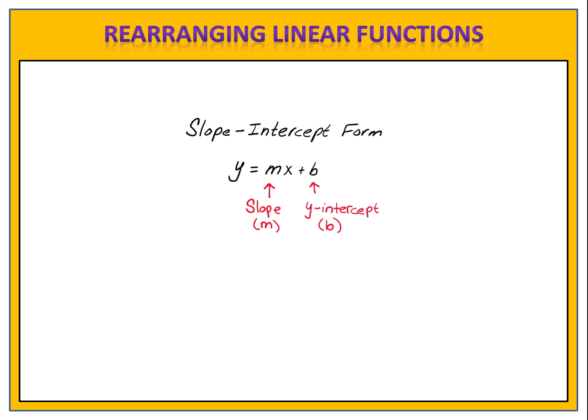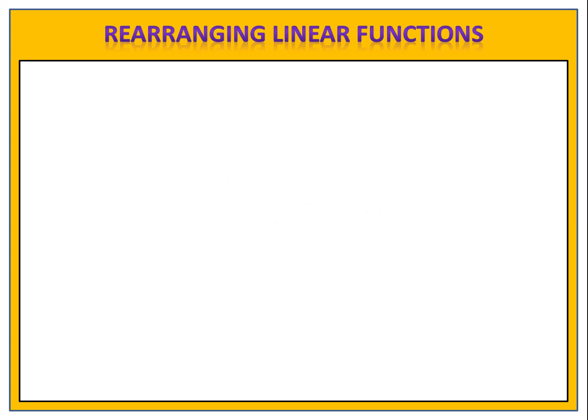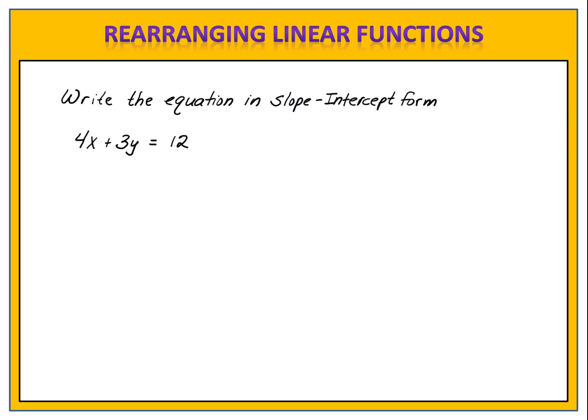But what if we're given an equation that is not in this form, and we want to rearrange it so that it is? Well, we simply have to use inverse operations, and then we can transform it fairly simplistically. Let's take a look at an example. Suppose we have the equation 4x plus 3y equals 12. We want to rewrite the equation in slope-intercept form, so we'll use inverse operations.